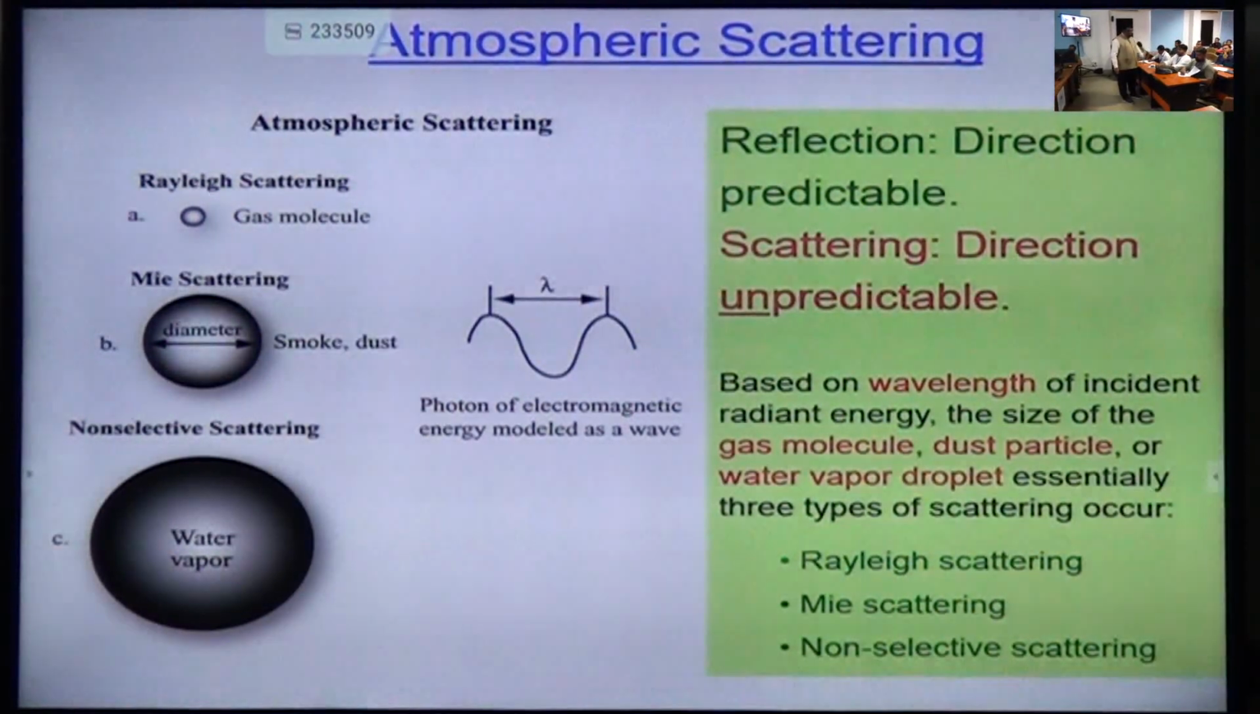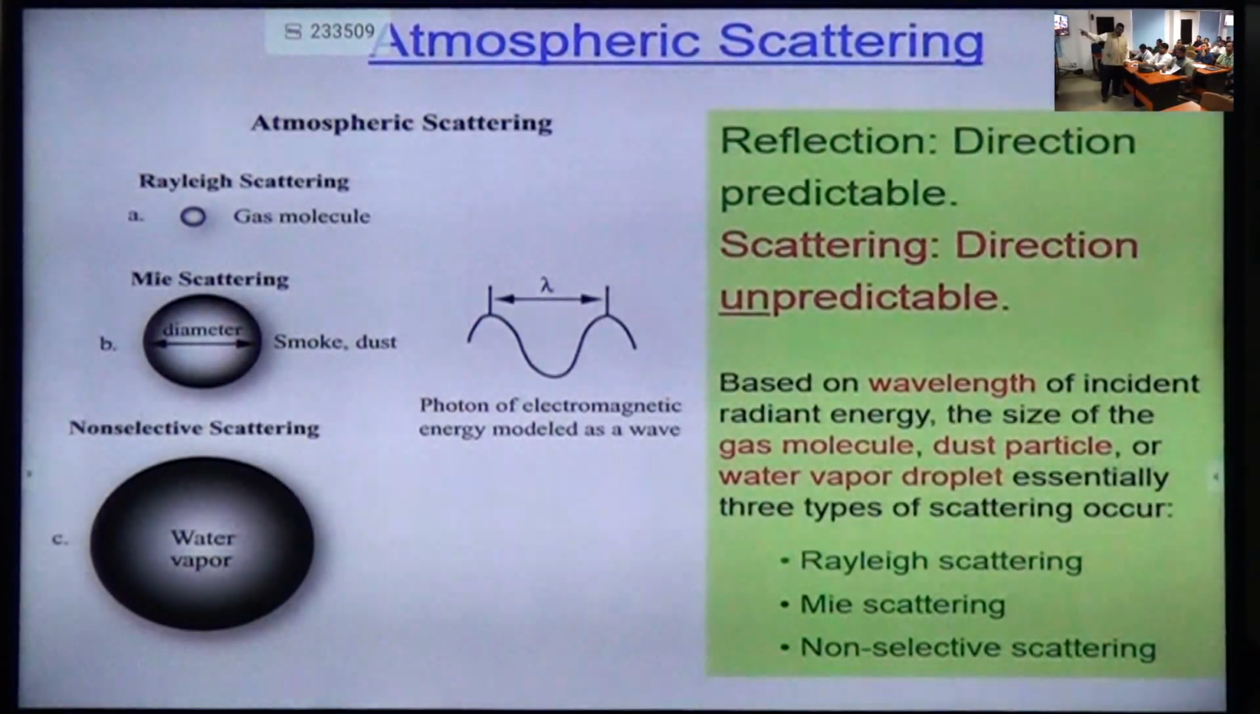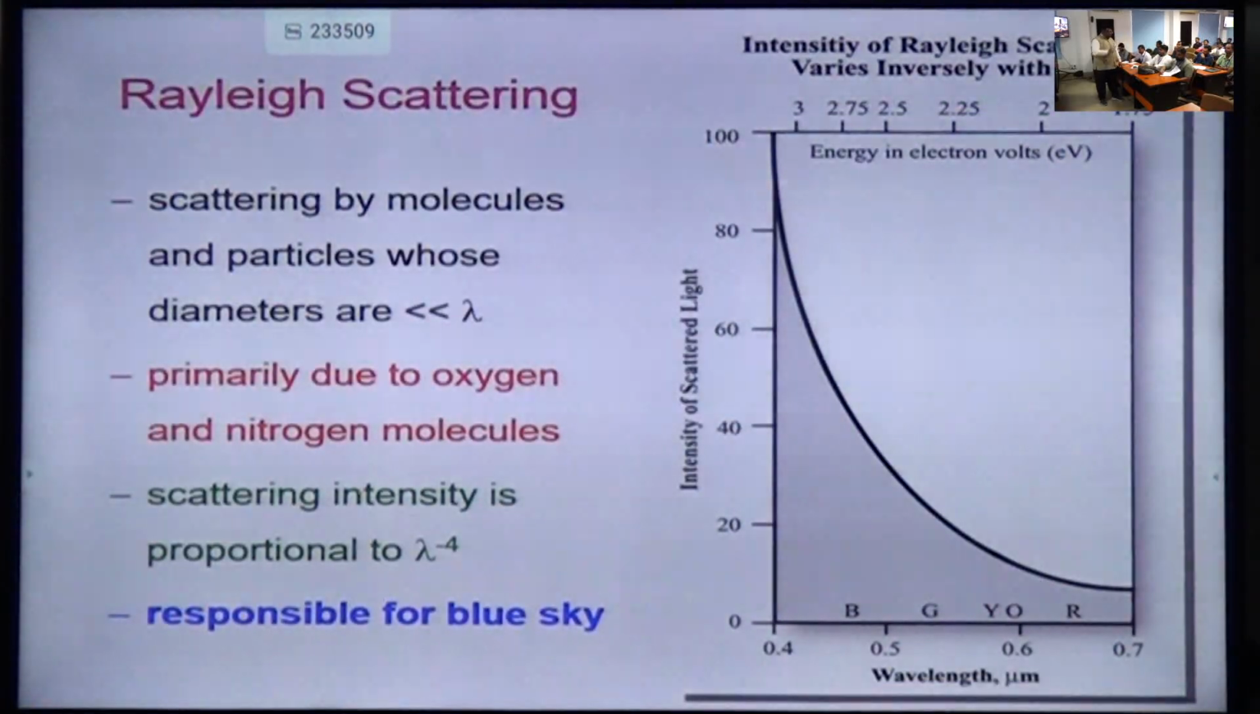So how have we categorized this? Depending on the size, dust particles, and wavelength, all those things come into the picture. The first one is Rayleigh scattering, due to gas molecules. Mie scattering is due to smoke and dust. Non-selective scattering is due to water vapor. Because of these things, some of the phenomena happen in our nature.